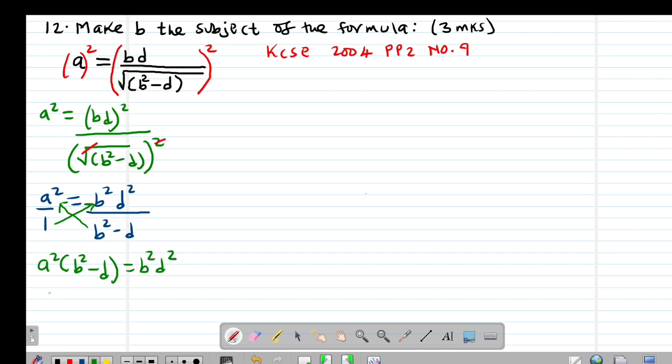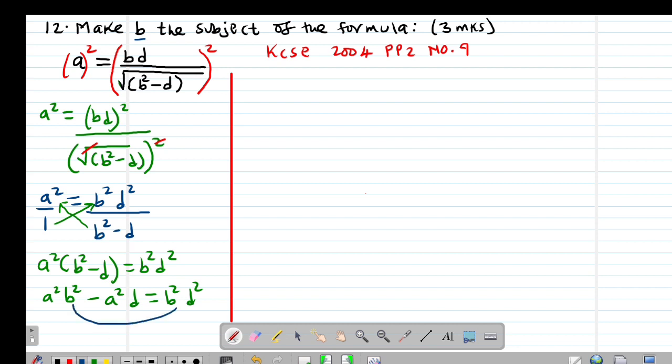If I open the bracket, I'm going to get A squared B squared minus A squared D being equal to B squared D squared. Then I can separate my working using a straight line this way. So we need to make B the subject of the formula, so I'm going to combine the terms having B. So that means I'll take this term to this side because it has a B. Then the term missing a B, I'll take it to the other side.